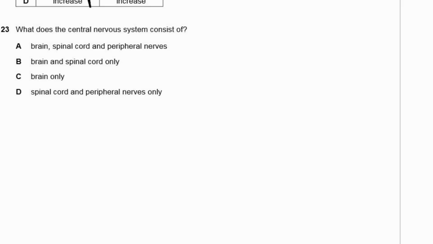Question 23. What does the central nervous system consist of? We have the central nervous system and the peripheral nervous system. So brain, spinal cord, and peripheral nerves? No, peripheral nerves are part of the peripheral nervous system. So no. The brain and spinal cord only. That looks like a good answer. Brain only? No, you also have the spinal cord in the central nervous system. The spinal cord and peripheral nerves, again, peripheral nerves are part of the peripheral nervous system. So the answer is B.